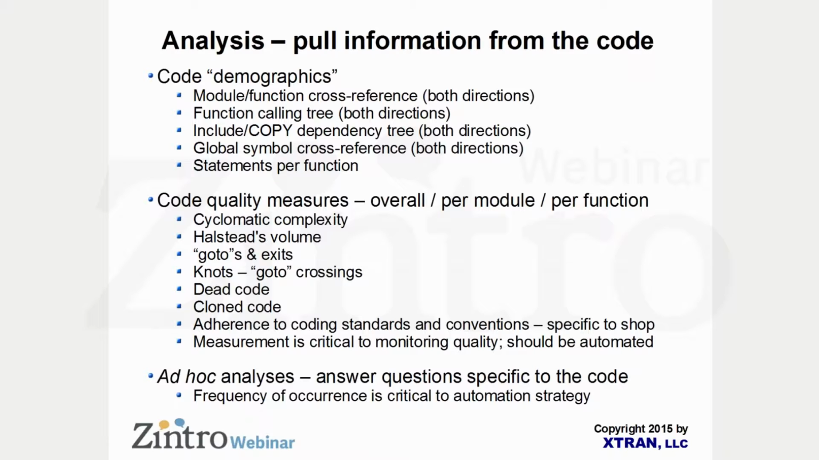So that includes things like a module function cross-reference. For each module, what functions does it declare, what functions does it call, and then in the other direction, for each function, what module declares it and which modules call it. Similarly, we have the function calling tree, which is functions calling functions. We have, in languages that allow inclusion of code, for example, C and C++ have the include statement, COBOL has the copy statement with copybooks. That creates a dependency tree as well, where we've got main programs or modules copying or including things. Those included files can also do includes and so forth. And again, we want that both directions.